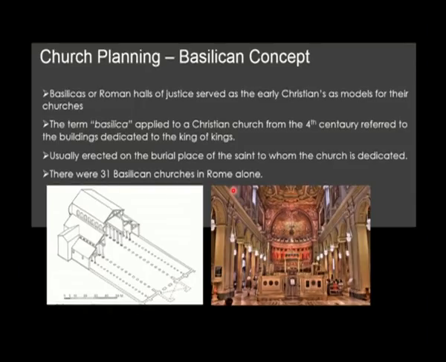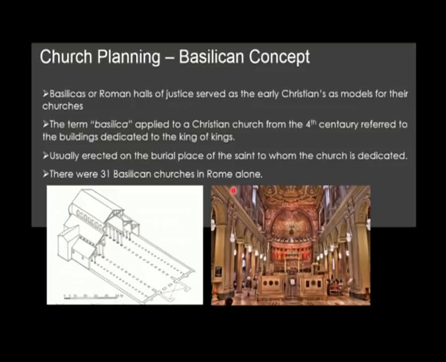Moving on, the church planning. The first basic concept of church planning was the Basilican concept. If you see in the slides, the basilicas were the Roman halls of justice, and that served as the early Christians' model for their churches. As I said before, Roman architecture became the quarry from where Christian architecture was developed. The Roman halls of justice became the basic planning idea of a Christian church, because it was big, it was huge, it had space, it could keep people inside and give shelter to people.